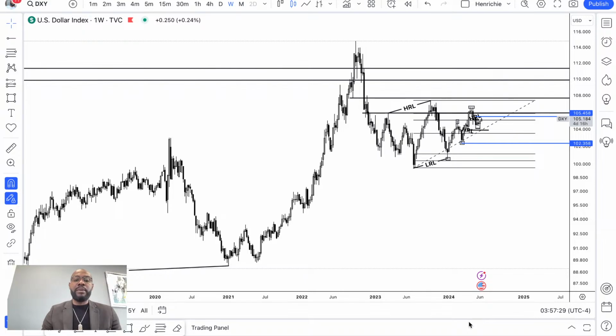So which weekly highs am I talking about? I'm talking about this weekly high, because right here we'll have a weekly high and a weekly low.